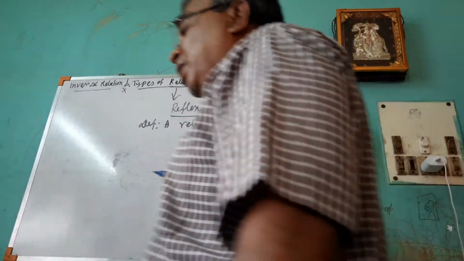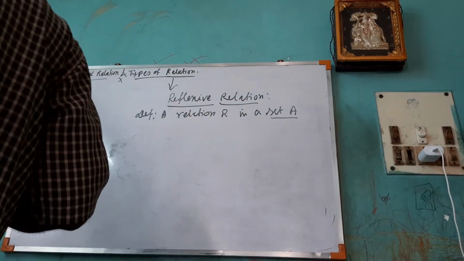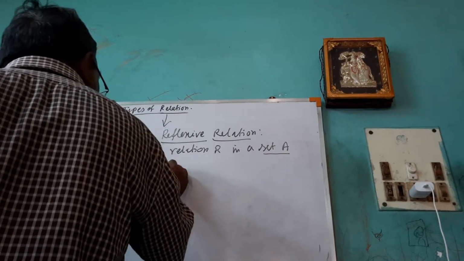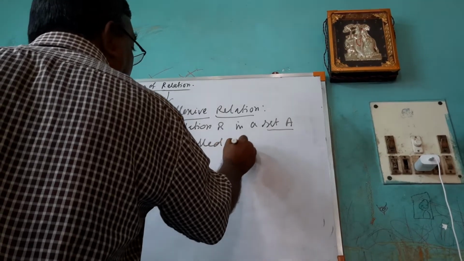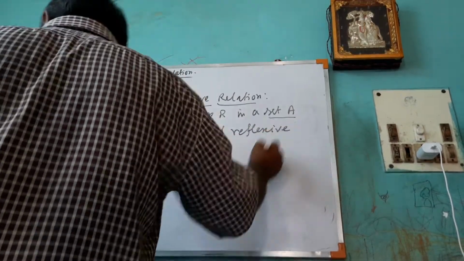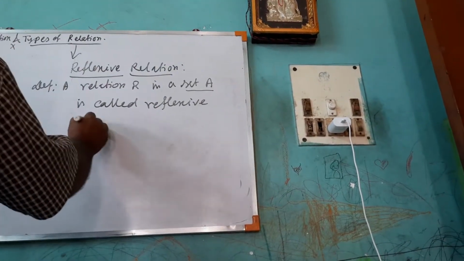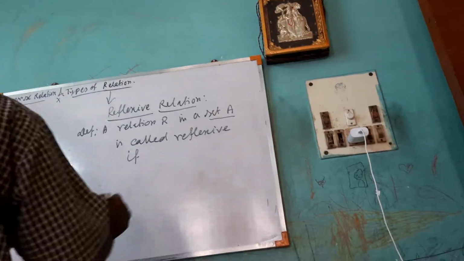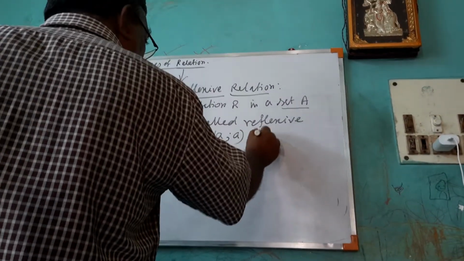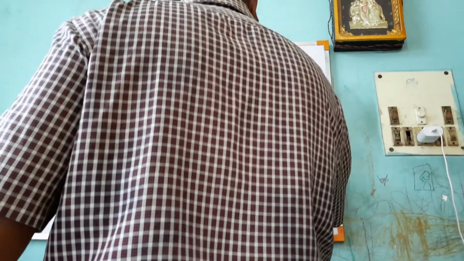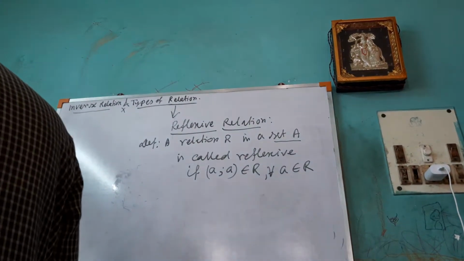A relation R in a set A is called reflexive if (a, a) belongs to R for all a belonging to A.